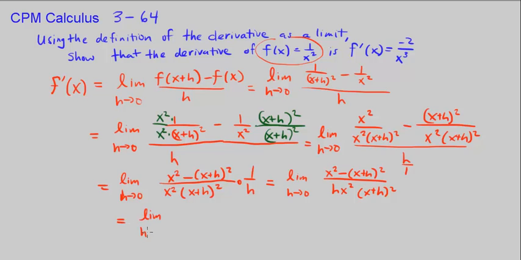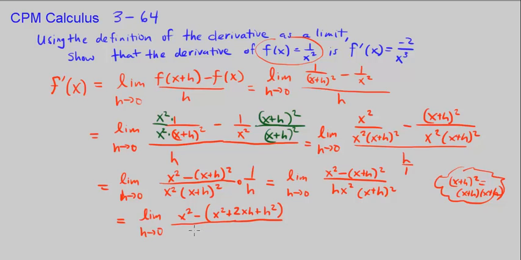We have the limit as h approaches 0 of x squared minus, so what is x plus h squared? Well, in a bubble here, let me just quickly say x plus h squared. Remember, it's x plus h times x plus h. So we can use FOIL or the box method to get x squared plus 2xh plus h squared, right? All over h times x squared times x plus h squared. Okay, I'm not going to do anything with the denominator yet. Equals, well, I can distribute this negative sign to all the terms in the parentheses. So that's equal to the limit as h goes to 0 of x squared minus 2xh minus h squared over h times x squared times x plus h squared.